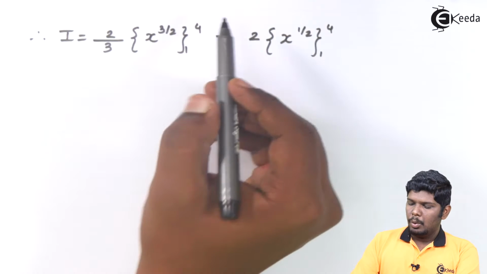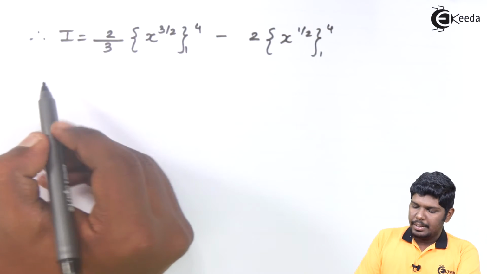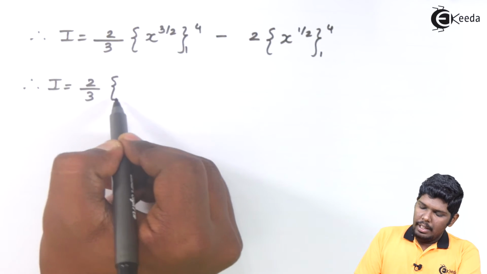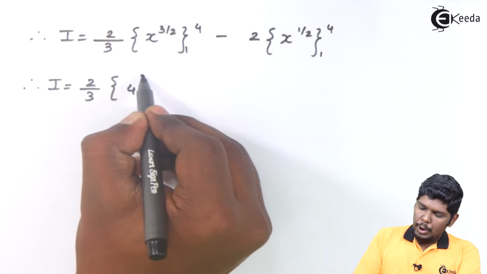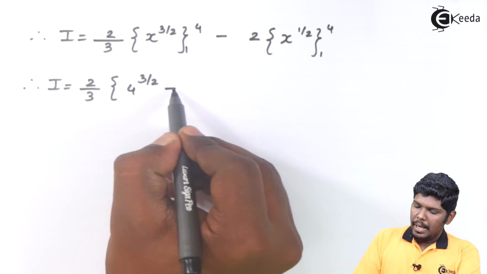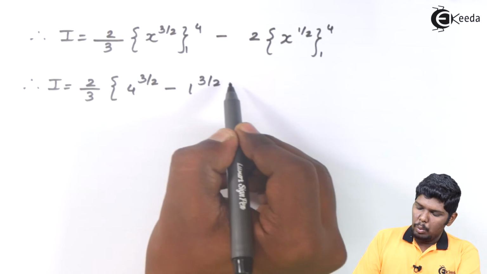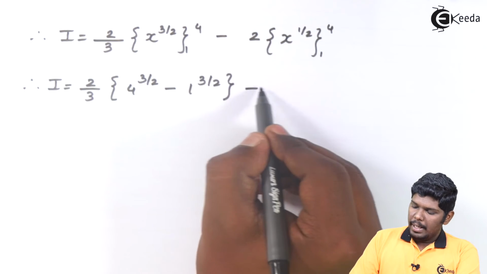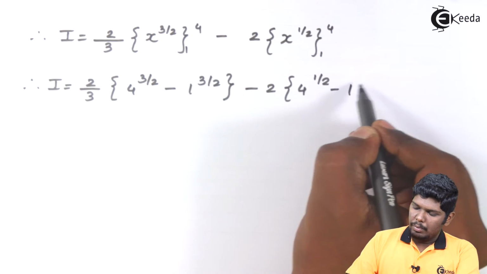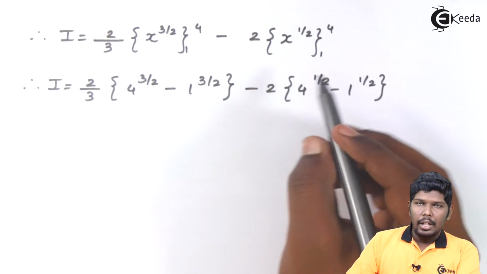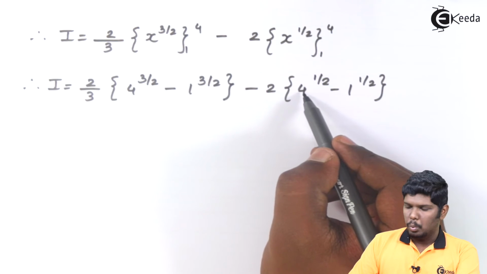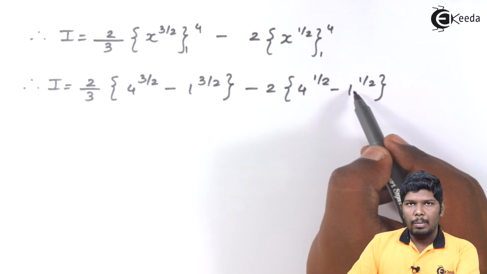In the next step, you can substitute the upper and lower limits. Therefore, I will be 2 by 3 into 4 raised to 3 by 2 minus 1 raised to 3 by 2, minus 2 into 4 raised to 1 by 2 minus 1 raised to 1 by 2. Here raised to 1 by 2 means square root, and the square root of 4 is 2, and the square root of 1 is 1.